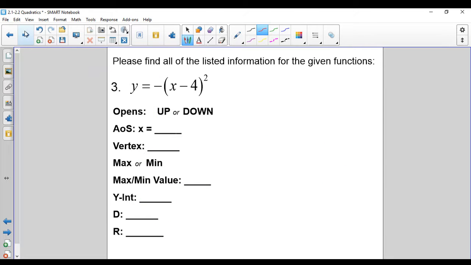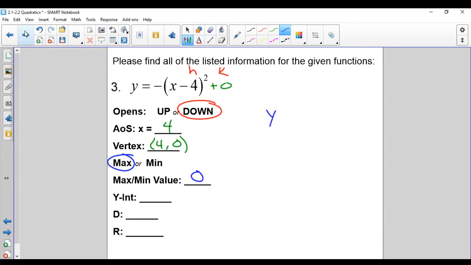Last one here, in vertex form, we have a negative out front, so that means it opens down. We have an h value, our k value is technically +0. We don't have a k value, so that affects our vertex. Our axis of symmetry is just 4. Our vertex is (4, 0). Since this function is opening down, we have a maximum. Our max value is the y value of the vertex, so it's just 0.